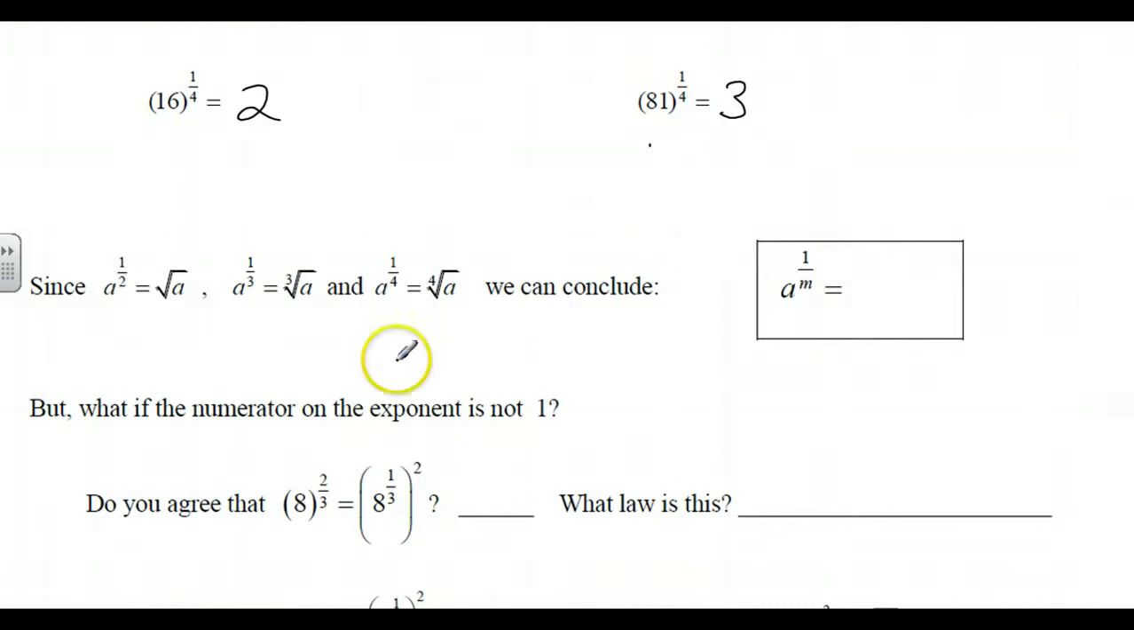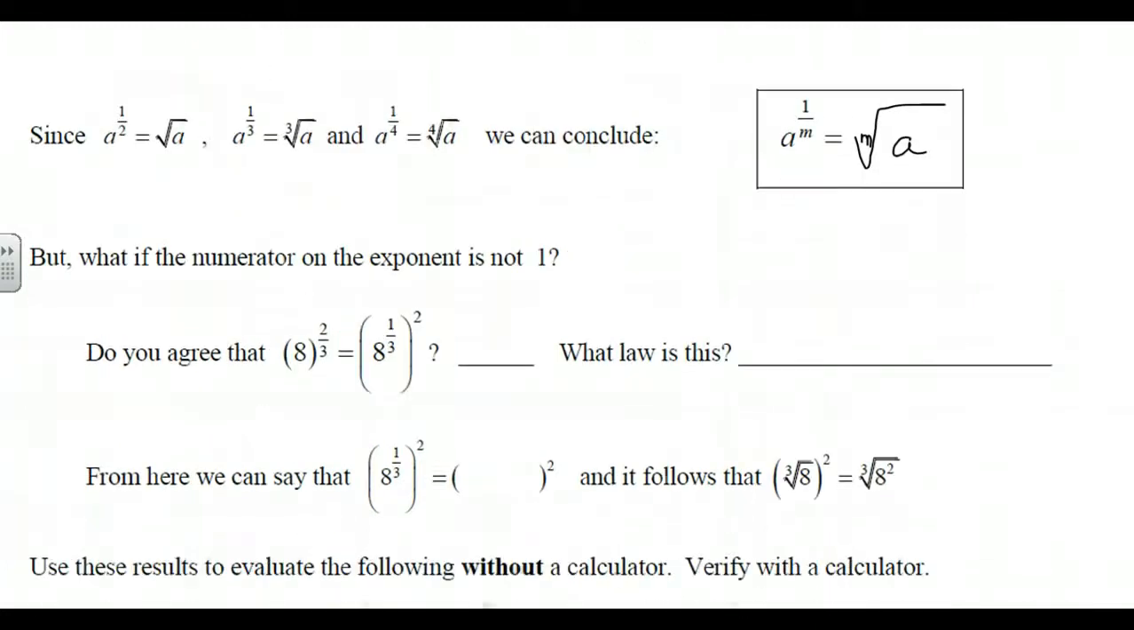And we've got this pattern going on here. So we say that a to the power of 1 over m is the mth root of a, right? The index here is m. But what if we don't have 1 over?